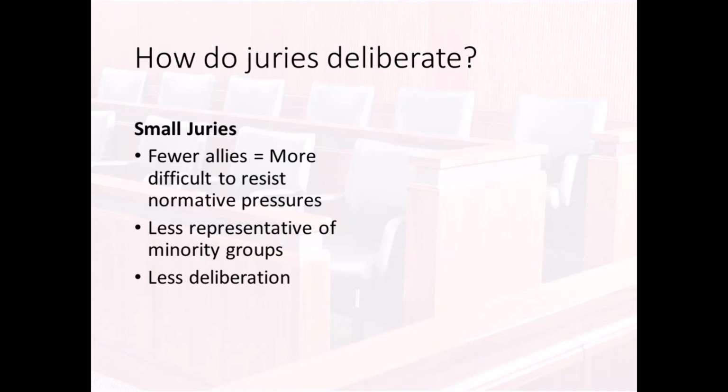One of the reasons social psychologists study this relationship is because municipalities vary in the typical size of their juries and whether the verdict has to be unanimous or the majority. Further, the threshold for what constitutes the majority also varies. Generally speaking, in small juries of 6 members, there are fewer allies to align with, and therefore it's more difficult for individuals to resist normative pressures. It's important to note that small juries are less representative of minority groups. In addition, small juries tend to spend less time discussing the evidence and the arguments than large groups.